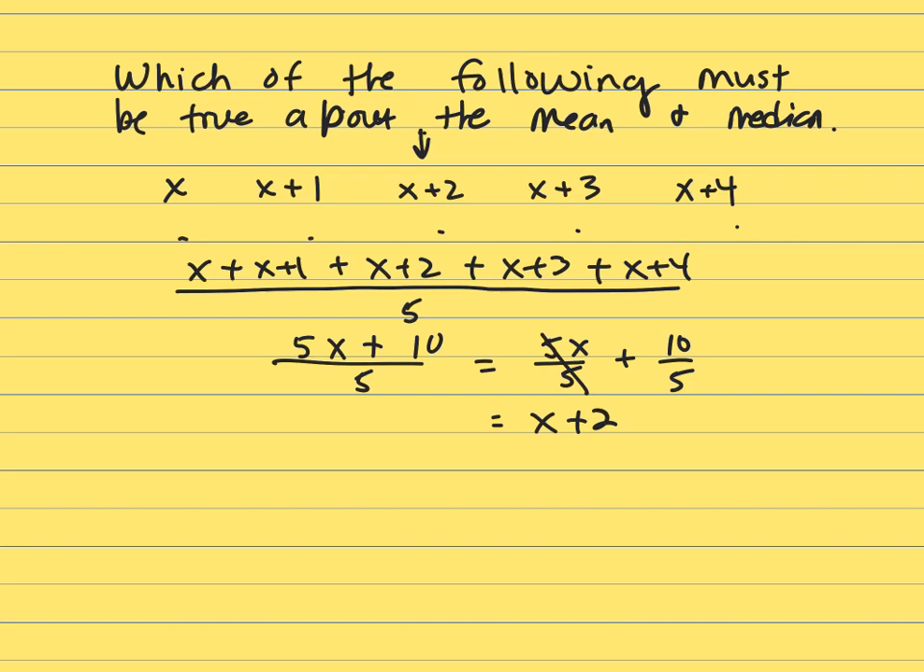The average is one of the integers. And then look, the median equals the average. So those three things will be true for consecutive integers. So your answer is E.